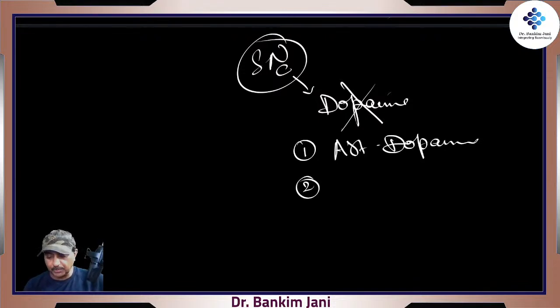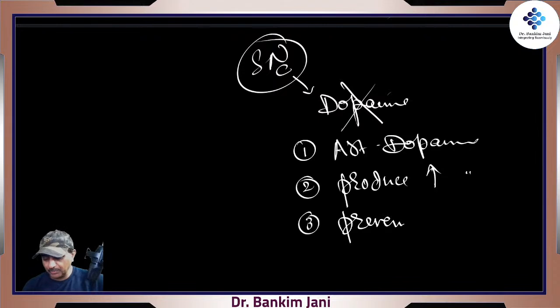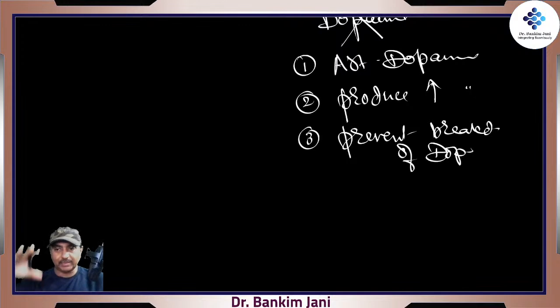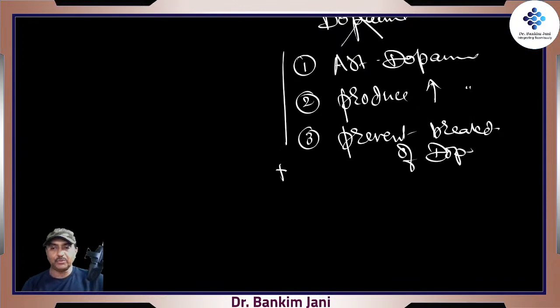Second, you try to produce more dopamine. Third, you prevent the breakdown of dopamine, so that whatever dopamine is available should act for a longer time. But these are the principles. Plus there are a few drugs which are symptomatic, so that the patient is comfortable.